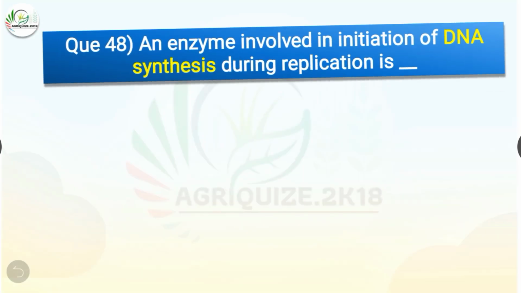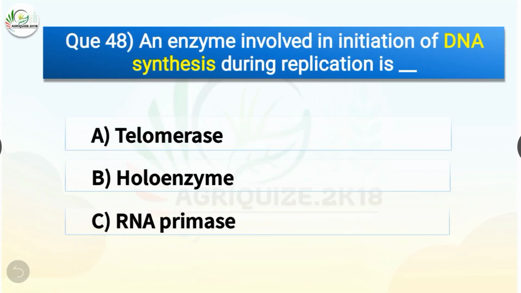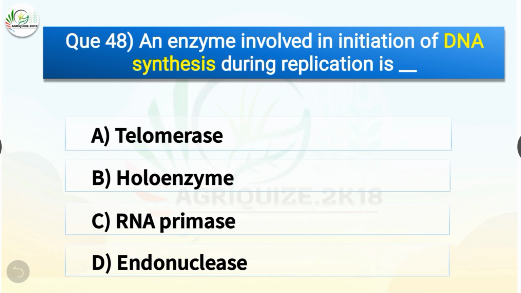Question number 48. An enzyme involved in initiation of DNA synthesis during replication is dash. The options are telomerase, holoenzyme, RNA primase, or endonuclease. The correct answer is option C, RNA primase. So an enzyme involved in initiation of DNA synthesis during replication is RNA primase.